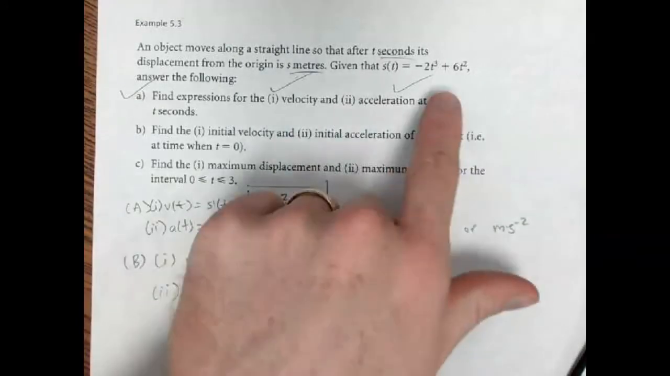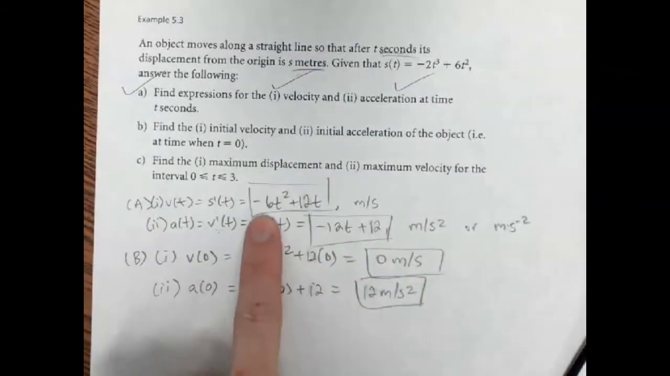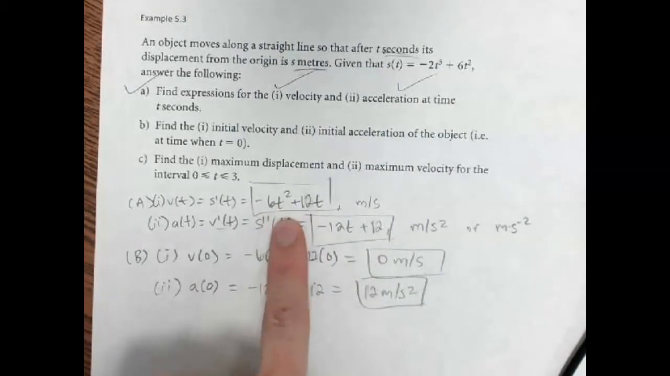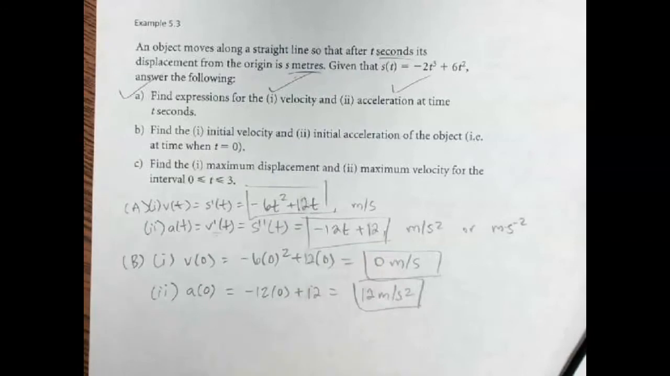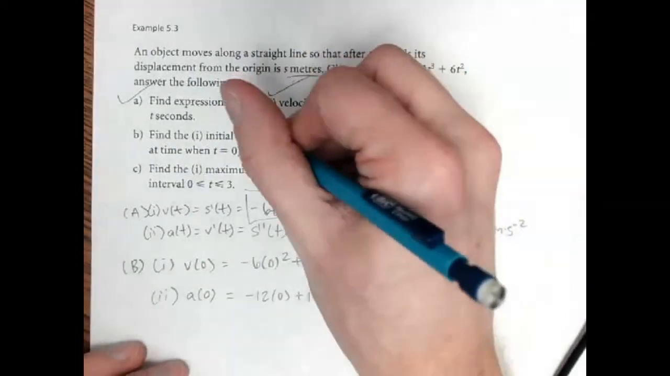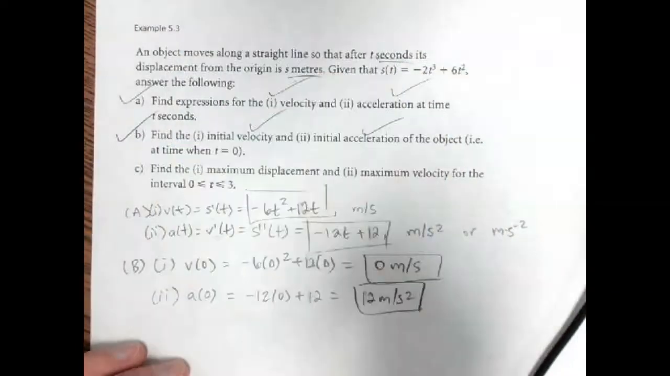But yes, the derivative of this, let's check. That looks like negative 6t squared, and then plus 12t. There we go. So that's the correct velocity. Then that's the correct acceleration, and then you just plug in 0, and there are your values. Okay, we got the initial velocity and the initial acceleration, so part B is totally done.